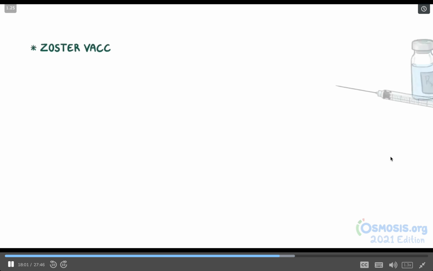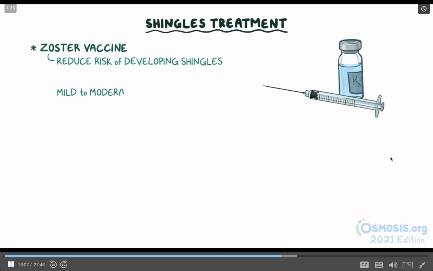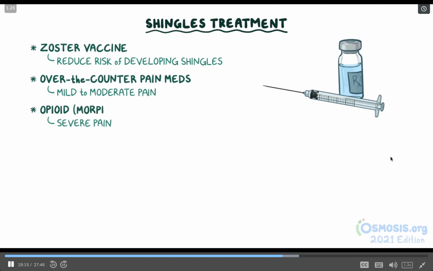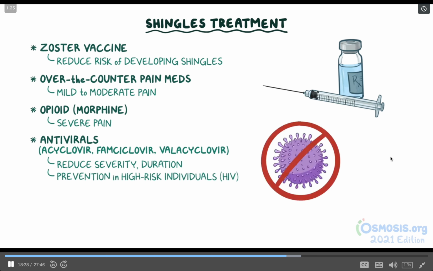Similarly, zoster vaccine can be used to reduce the risk of developing shingles. People with mild to moderate pain can be treated with over-the-counter pain medications. Occasionally, severe pain may require an opioid medication, such as morphine. Antiviral drugs like acyclovir, famciclovir, and valacyclovir can be used to reduce the severity and duration of shingles, as well as for prevention in high-risk individuals like in HIV.